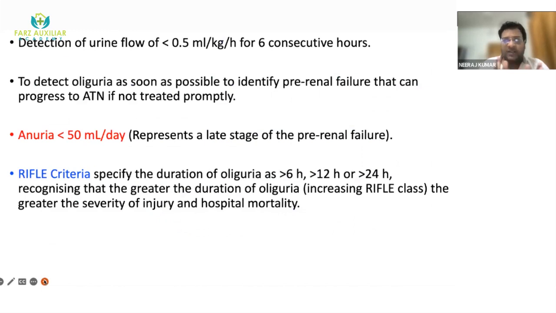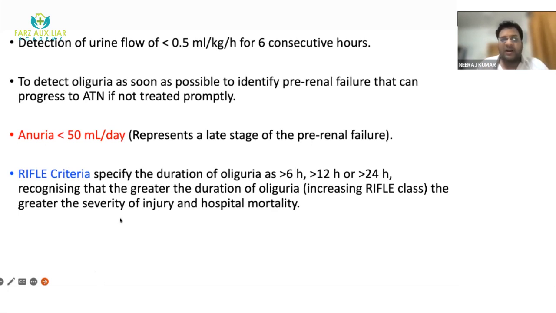Now coming to what I have already mentioned, the detection of urine flow less than 0.5 ml per kg body weight per hour for 6 consecutive hours. It is very important that as soon as you detect oliguria, you identify it as pre-renal failure. It may progress to ATN very rapidly if you do not treat it very promptly. If you're not prompt, your patient may land up from pre-renal into ATN. So anuria, less than 50 ml per day of urine, basically represents a late stage of pre-renal failure.